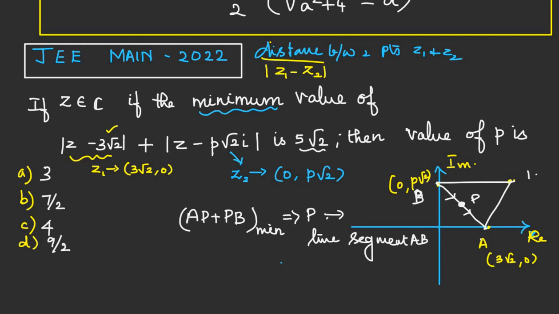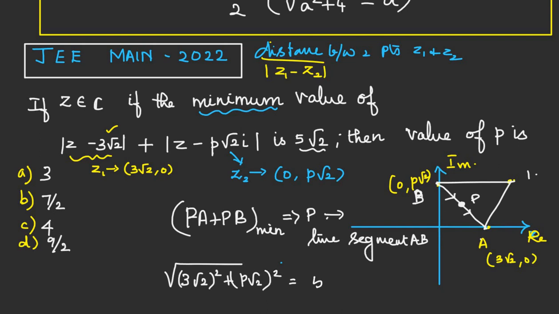Therefore, since it lies on the line segment, using the distance formula, the distance between the given two points, that is 3 root 2 the whole square plus p root 2 the whole square, is equal to 5 root 2.